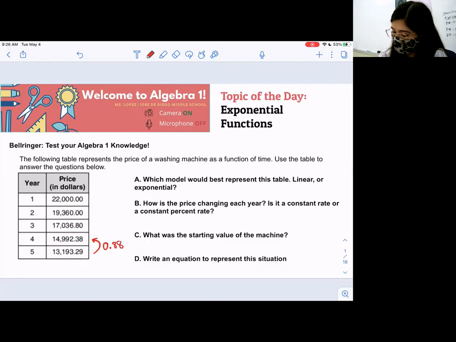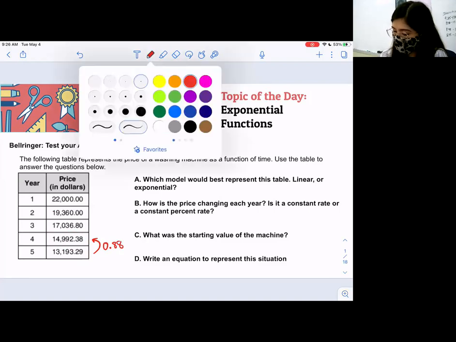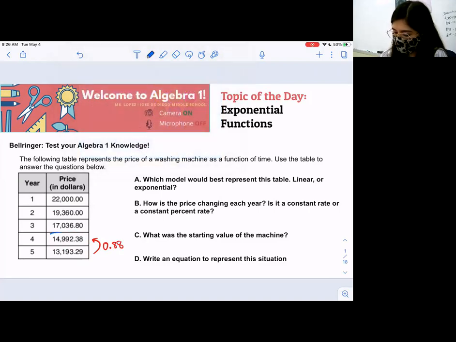Okay, now we're going to do it again. And you want to see if you end up getting the same number. That's the whole point. We want to check to see if we get the same answer. So now we go again. This time 14,992.38 divided by 17,000. See what you get. And you can round.